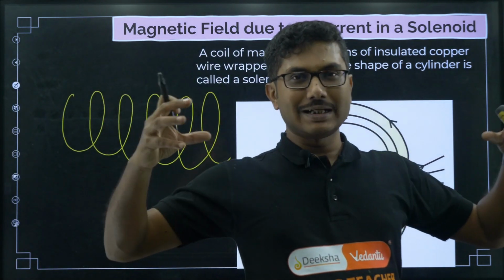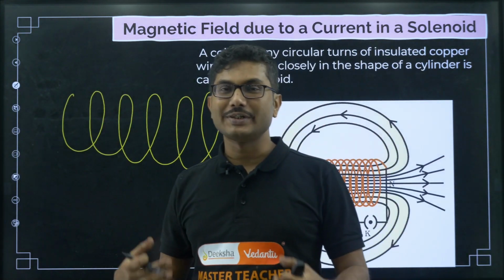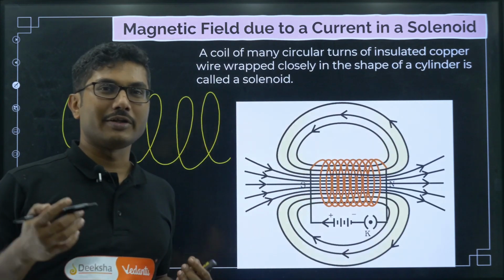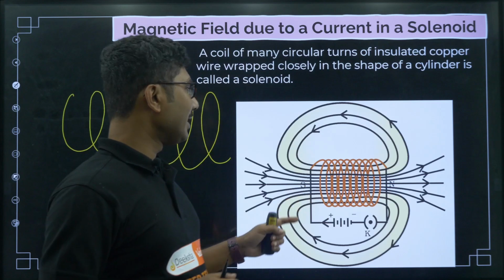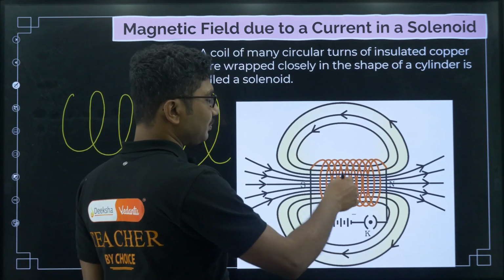So a solenoid is basically like a spring. If you have seen a spring, that is a kind of solenoid, but you have to make it conducting. So that is what a solenoid is. This is the solenoid.